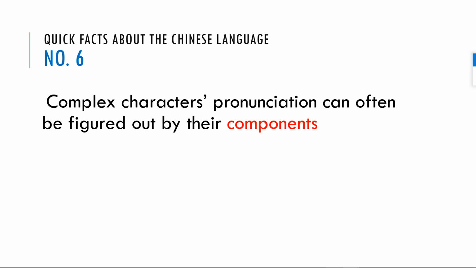You might be wondering, what about complex Chinese characters? Don't worry. Complex Chinese characters pronunciation can often be figured out by their components, by their small parts. For example, do you still remember how this one sounds? Alright. It reads as ba. So, can you guess how do you read this one? Have you noticed that the right part is ba, right? So, together this character reads ba.